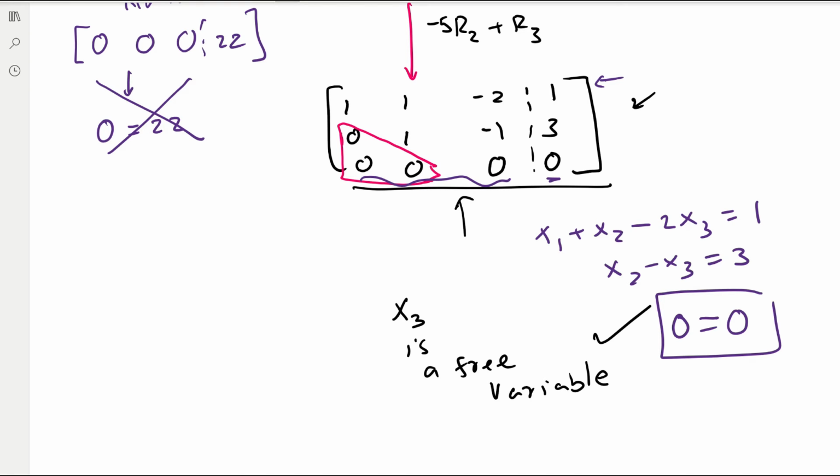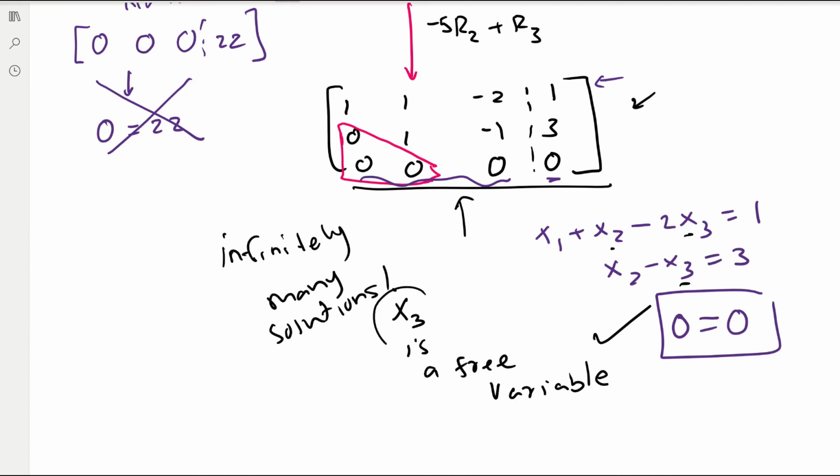Now think about this. If you choose a number for x3, if you say that x3 is 10, then you can substitute 10 here and find x2, and then using that x2 and x3 you can find x1. And if someone else wants x3 to be 100, they can also find a solution related to x3 equal to 100. So this is the case where we have infinitely many solutions, because there are infinitely many choices for x3. You can choose any number you like for x3, and that's why we call it a free variable. In this case we call x1 and x2 basic variables. So this is an example where you have infinitely many solutions for a linear system of equations.